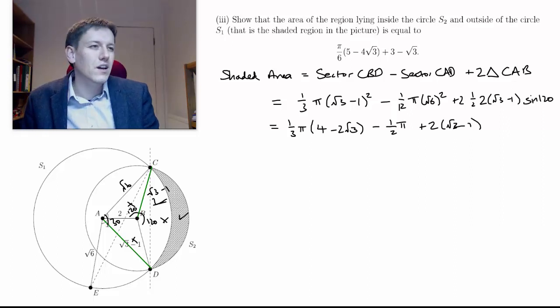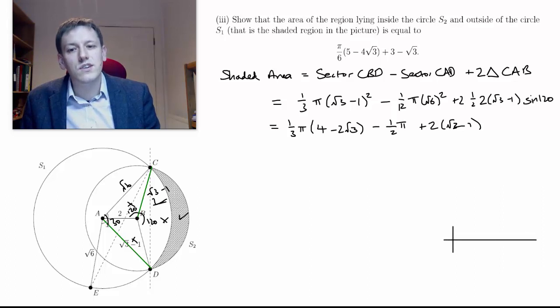Now sine of 120 is root 3 over 2. Again, if you need to, just plot out this graph and say, okay, I know sine 60 is the same as sine of 120 by symmetry. Hopefully you're pretty good at that sort of stuff. We get root 3 over 2.